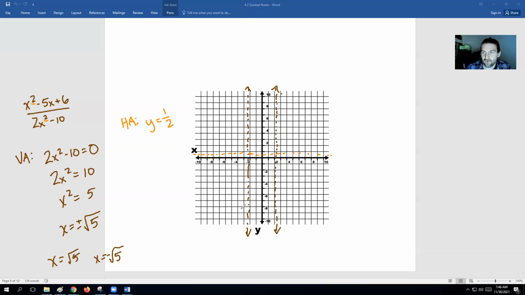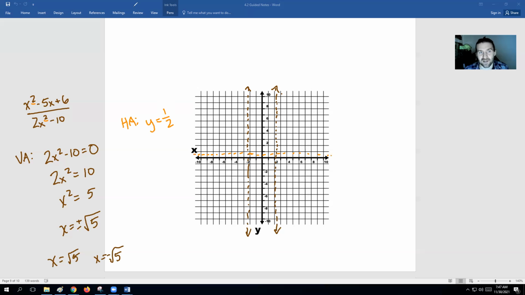Okay, so this is where we'd want to go through and pick multiple points to figure out where the curve is going. What we would do here is pick some numbers and plug them in. Sorry if you can hear that kid.